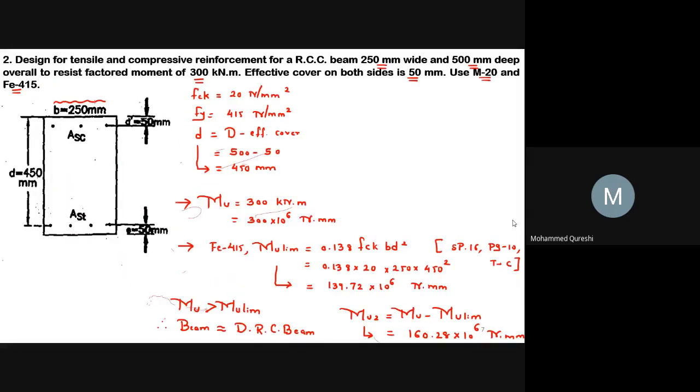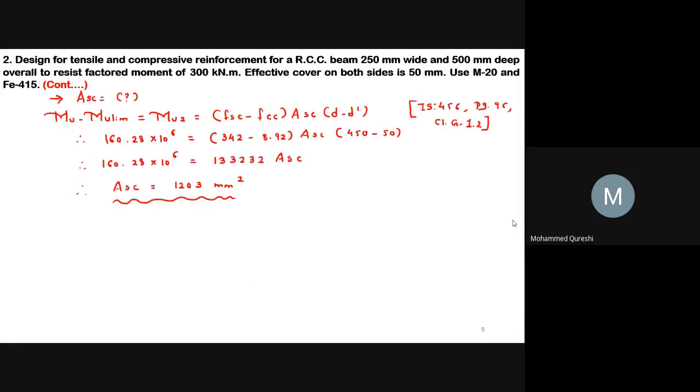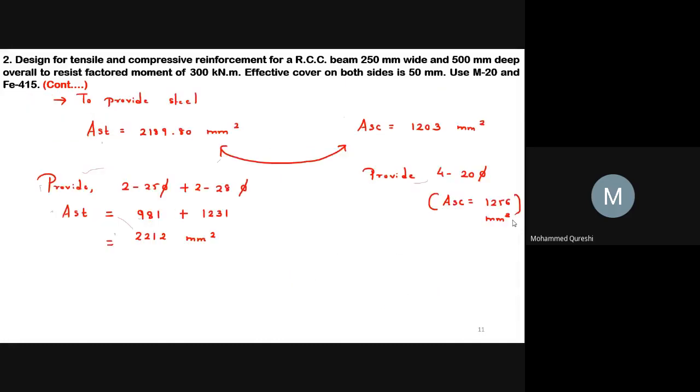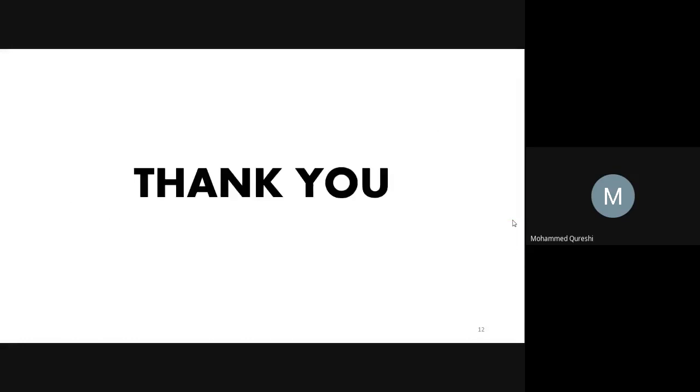So here in the figure, that is in the given cross section of the beam, we have to provide AST as we had found the values: FSC and FCC, ASC, AST1, AST2, that is total AST, and finally we are providing the reinforcement in the tension zone and in the compression zone.